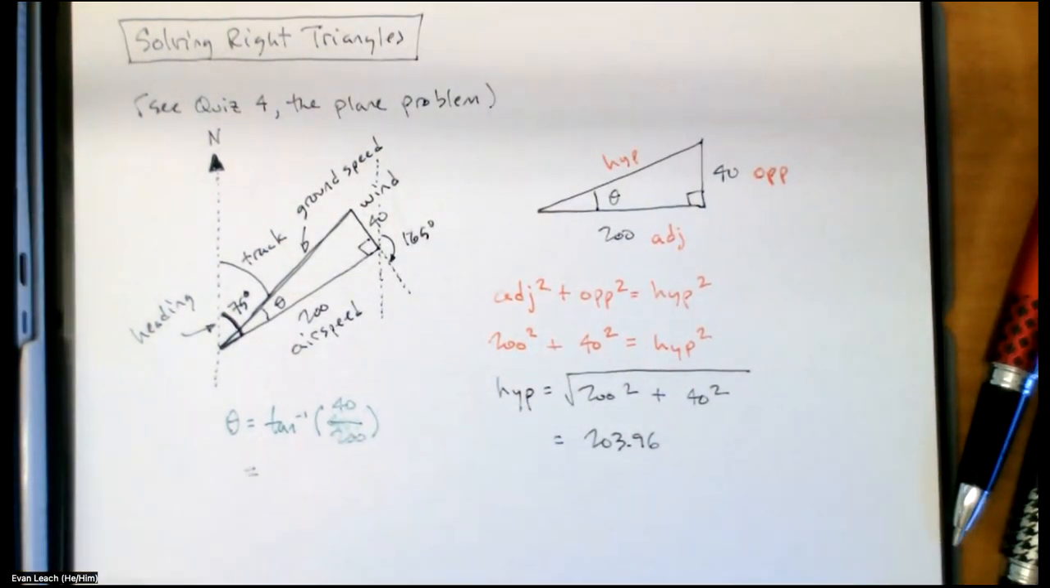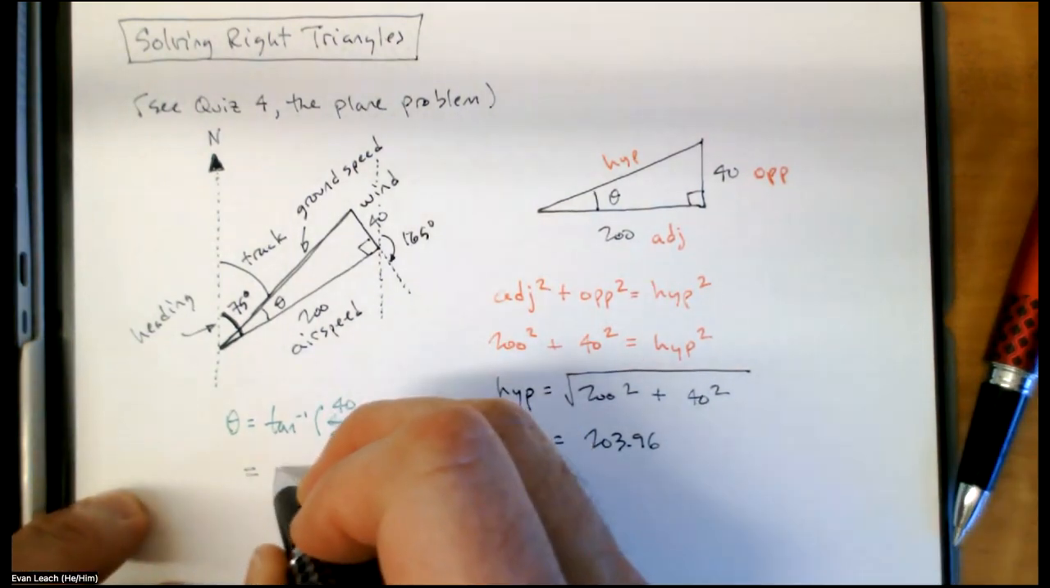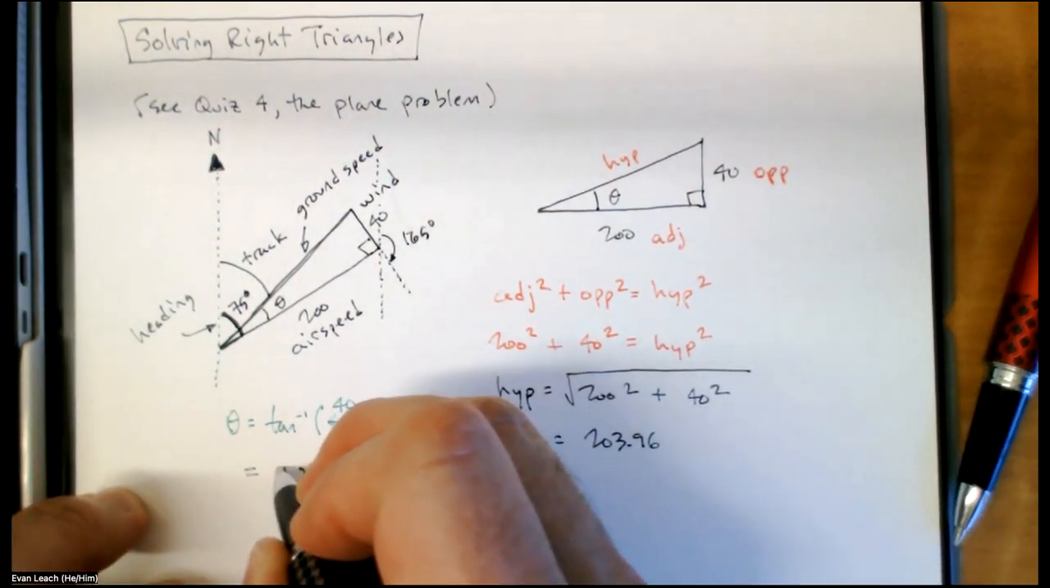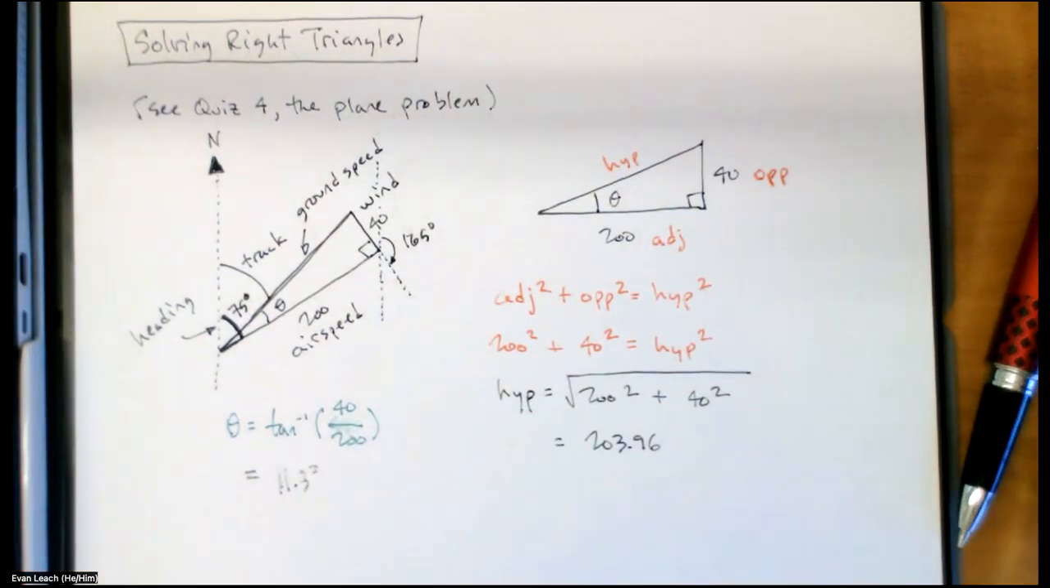So we'll do a tangent inverse of opposite over adjacent. We could also use sine or cosine now that we have the hypotenuse, but we'd have to be careful with that because it's rounded information. If we round off the hypotenuse to 204, that might throw off our angles. It might not. It depends on where we round it.